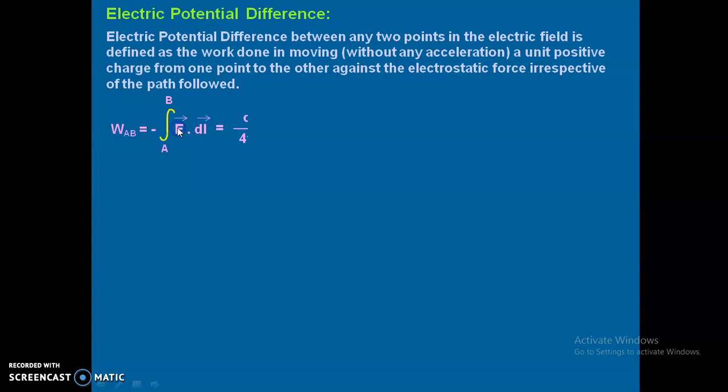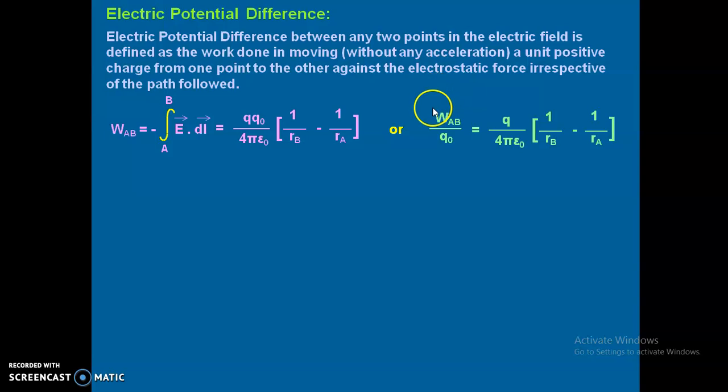So let's understand this expression. Line integral of electric field we have already studied: Q Q naught upon 4 pi epsilon naught, 1 upon RB minus 1 upon RA. Okay. So let us use it. Or WAB upon Q naught is equal to this: Q upon 4 pi epsilon naught, bracket 1 by RB minus 1 upon RA, if the charge has to be moved from a point A to point B. Okay.